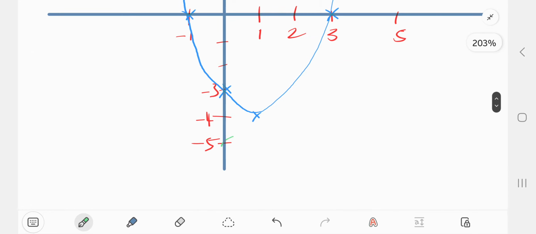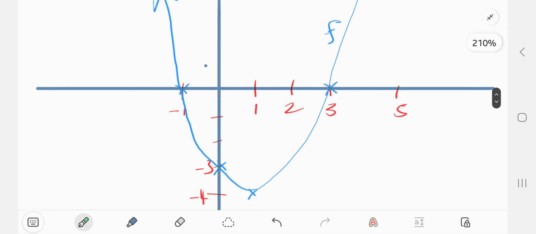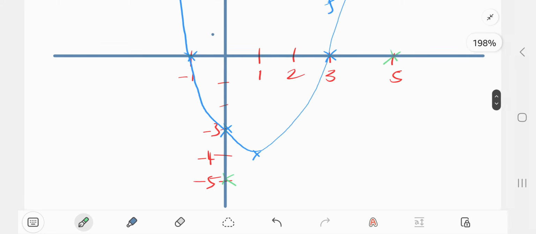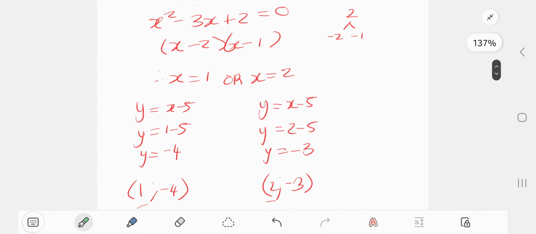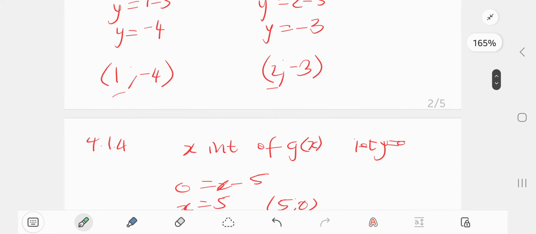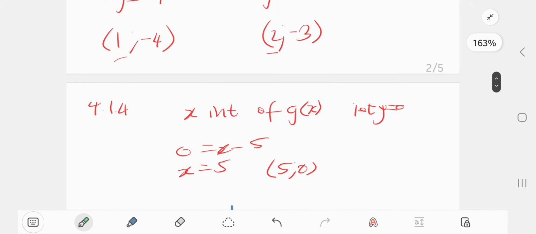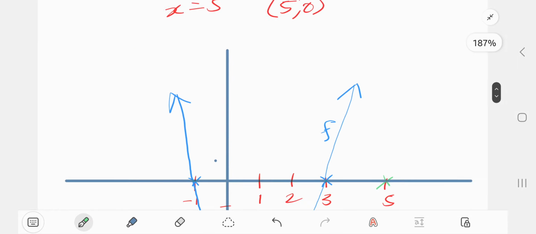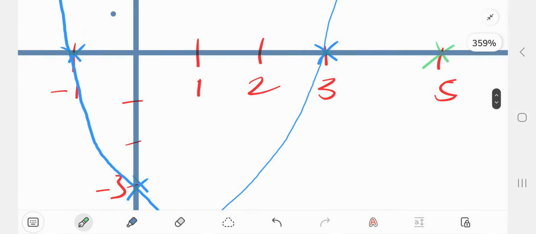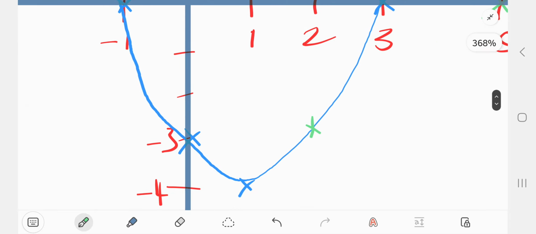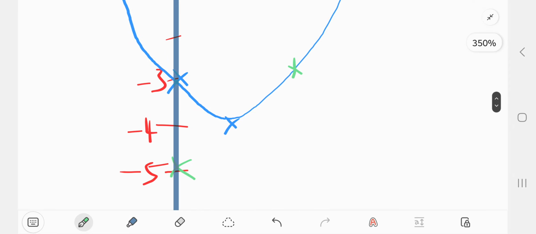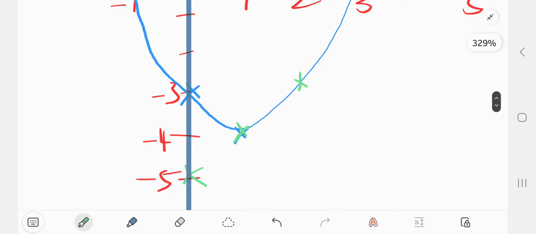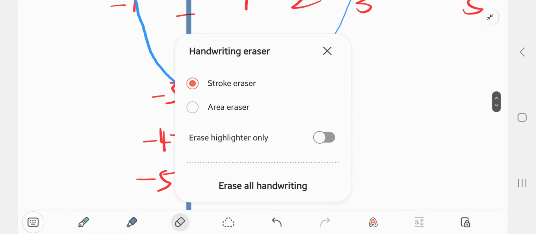Right, so we understand that we have a point there that cuts through that, and also it cuts at -5, right? But also we have points of intersection, right? So our points of intersection are what? 1 and -4, as well as 2 and -3, right? So let's go, 2 and -3 is somewhere there, and 1 and -4 is exactly at the turning point, right? So that's there. So it cuts this graph at 2 points.